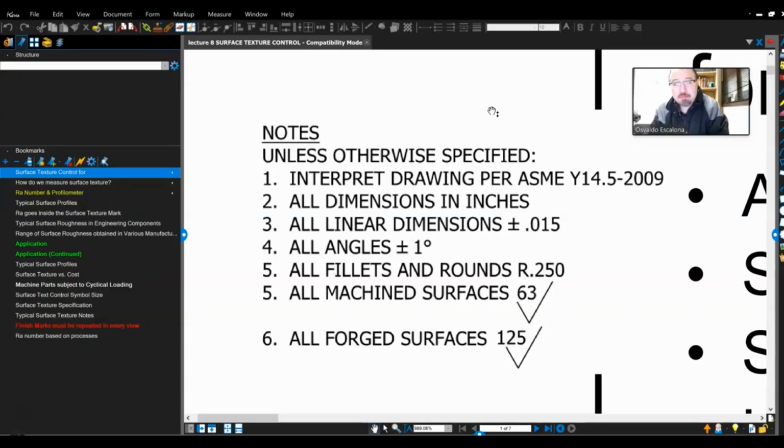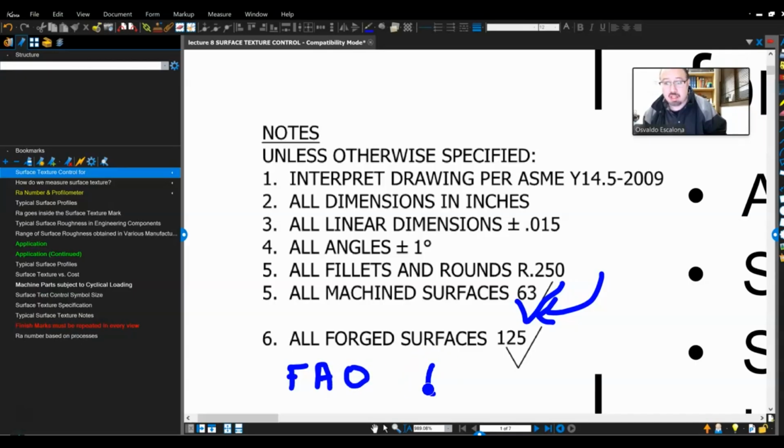You ready? Okay, so you guys have probably seen this before. I usually tell you to put a check mark, and somewhere in the notes it says all machine surfaces are to be a number and then a check mark, or all four surfaces are to be a number and then a check mark. Or sometimes I also give you this note, FAO, and then a check mark. For all cast surfaces, a number and a check mark.